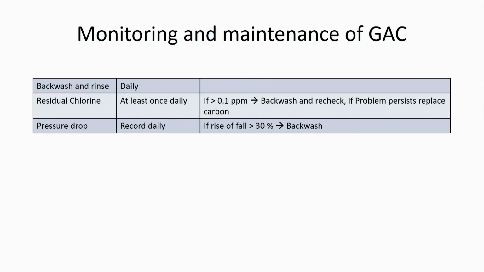The carbon filters should be backwashed and rinsed regularly, daily. In addition, we have to check residual chlorine content at least once in a day. If the residual chlorine content after the worker carbon filter is more than 0.1 ppm, then we have to backwash and rinse the filter. If this problem persists even after doing backwash multiple times, it indicates that carbons have exhausted and we have to replace that carbon. We should also monitor the pressure drop.